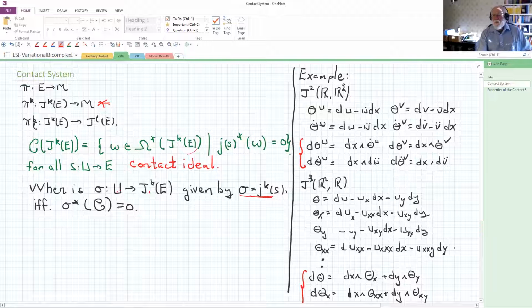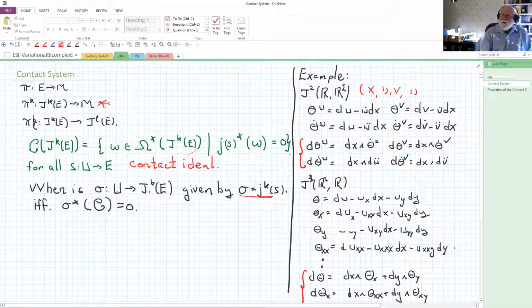And so going back to our examples, if we're looking at our jet space with coordinates x, u, v, u dot, v dot, and so on, then we have contact forms: theta u, du minus u dot dx, and theta v, dv minus v dot dx. And you can see right away that as soon as I interpret u as a function of x, that is to say, pull this back by a section, then du becomes u dot dx, and this vanishes. So it's very easy to write down the local bases for all these different contact forms.